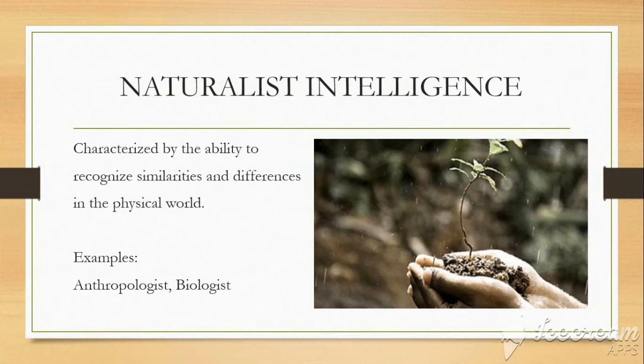Lastly is the naturalist intelligence. It's characterized by the ability to recognize similarities and differences in the physical world. It involves how sensitive an individual is to nature and the world. It is also the ability to identify, classify, and manipulate elements of the environment, objects, animals, or plants. The examples are anthropologists and biologists.